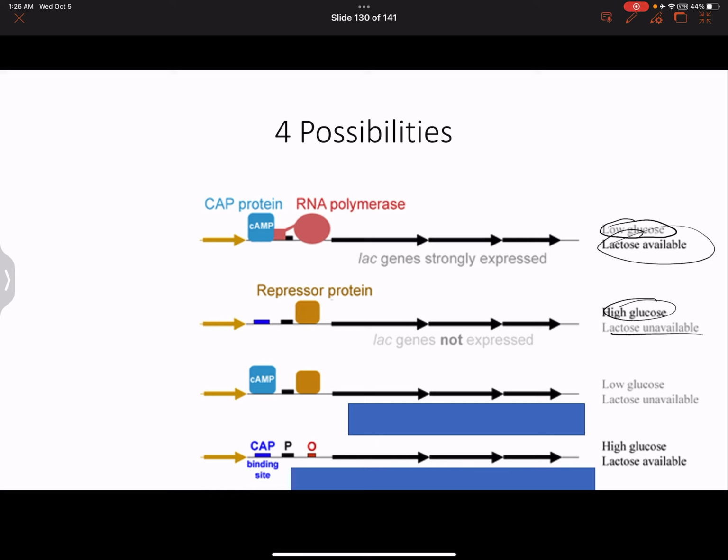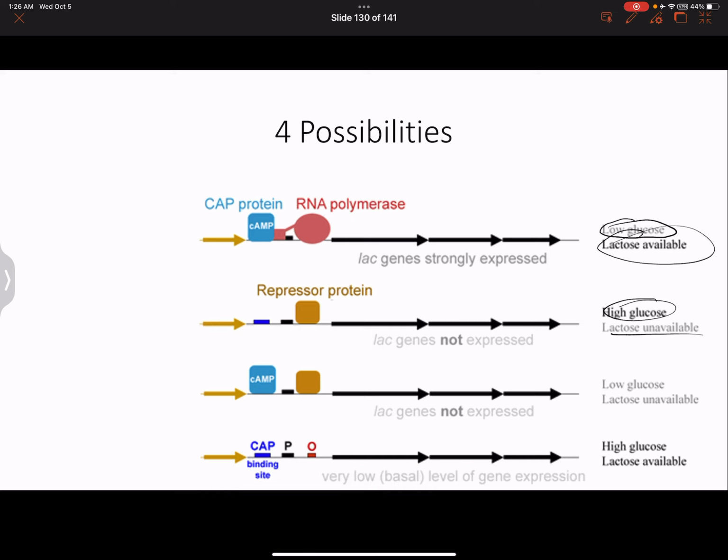Low glucose and lactose is unavailable. Well, there's no glucose, so it would be nice to digest milk if we had milk, but we don't even have milk, so the repressor is going to be bound really tightly. We're not going to waste ATP and time transcribing this particular operon, so it's not expressed. High glucose and high lactose. This is where the bacteria can afford to be picky, and they go, I know that theoretically we could transcribe all the lactase stuff because the operator is open, but you know what? We'd rather go ahead and digest glucose. So the low cAMP levels mean that CAP is inactive, so you'll have a very low level of expression there.